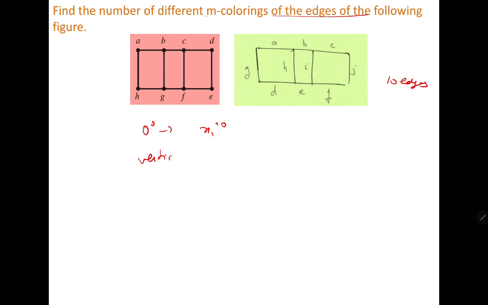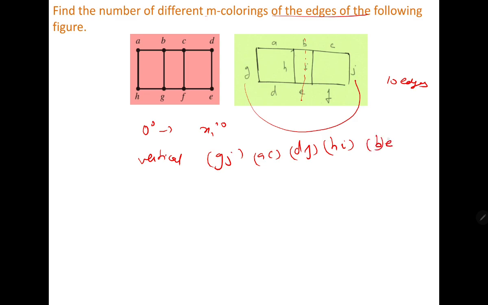Now let's say I consider the vertical. So this is my vertical. Now I have to see the colorings of the edges. When I see the vertical, you can see that G reaches J, A reaches C, D reaches F, and H reaches I. But B and E remain as they are. There is no change in B and E. Those edges would remain at the same position.